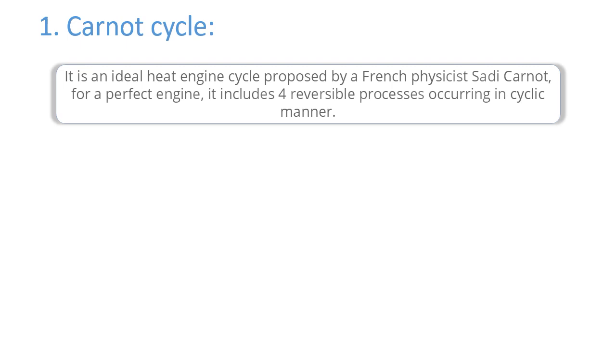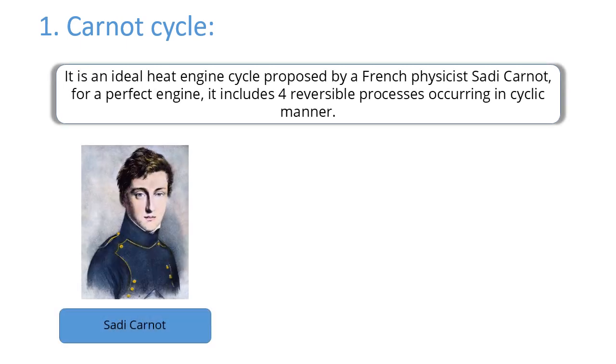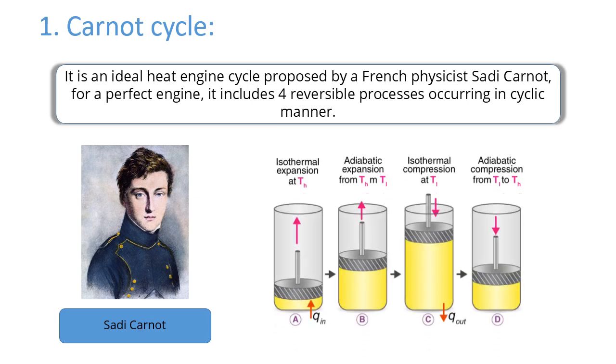It is an idealized heat engine cycle proposed by French physicist Sadi Carnot for a perfect engine. It includes four reversible processes occurring in a cyclic manner. The first process is isothermal expansion process. In this process, the working fluid expands at a high temperature.